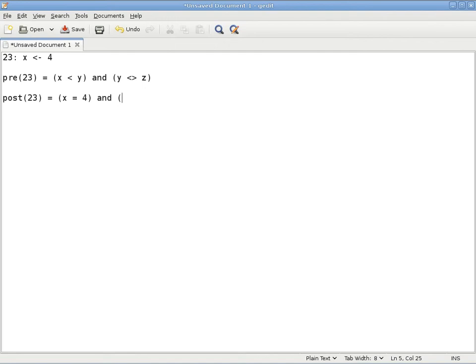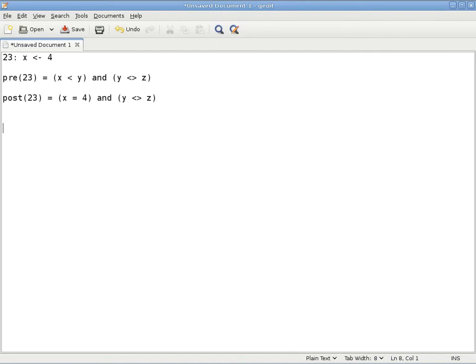What about y is different from z? Can I keep that condition? Can I still guarantee that y is different from z? Yes, because did I change anything about y or z? Nope, not at all. So that means that I can keep the other one. Very good. So this is relatively easy.